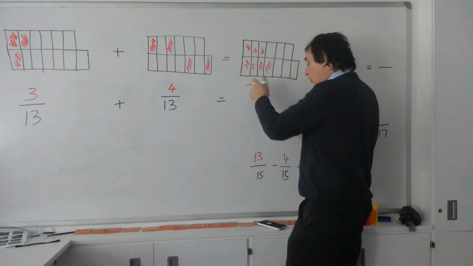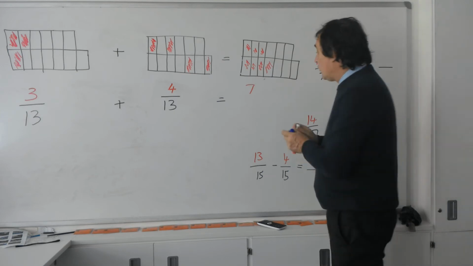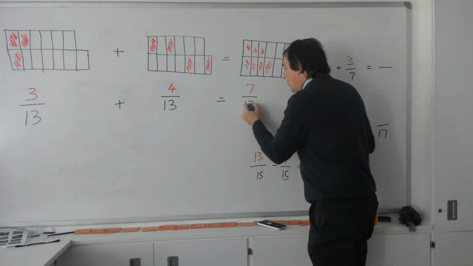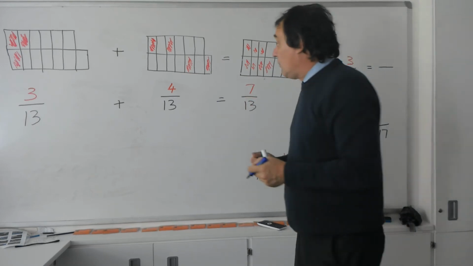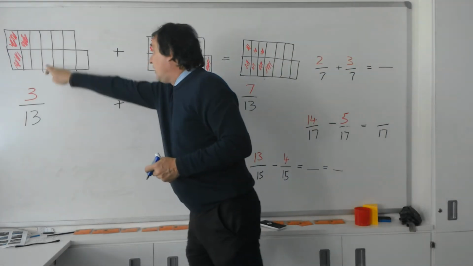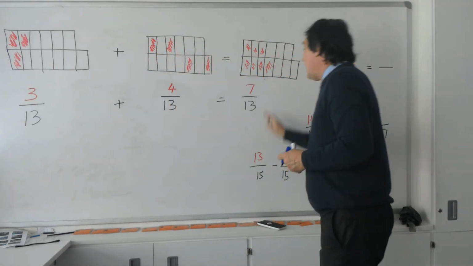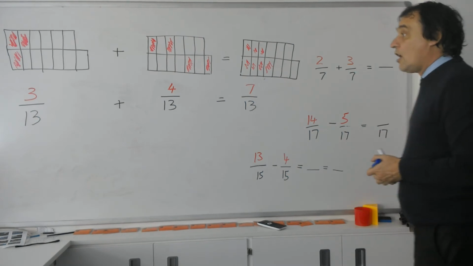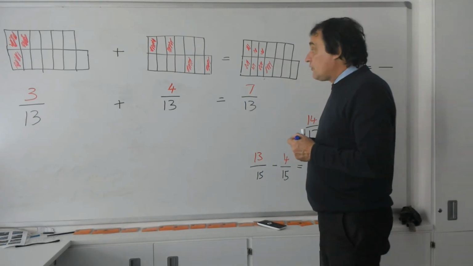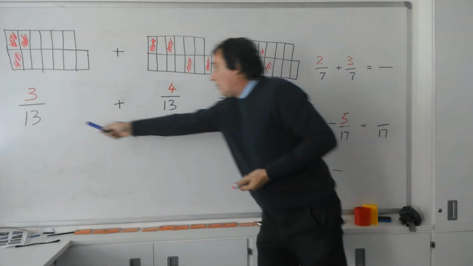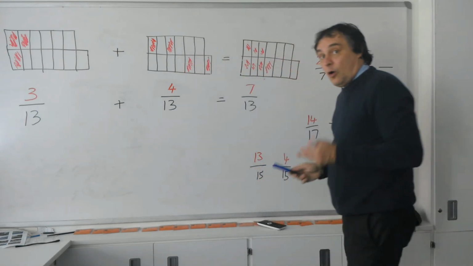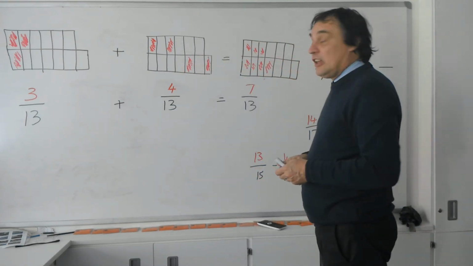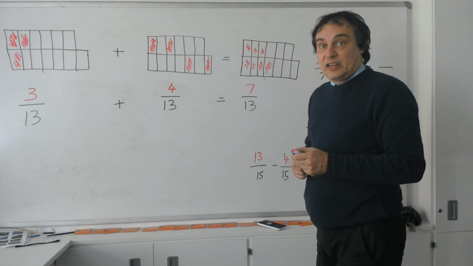And again, we've got 13 in total, so 13 is our denominator, our bottom number. So we've now got a sum here of 3/13 plus 4/13 is equal to 7/13. So the rule is that if we've got the denominator, the bottom number, being the same, all we have to do on the fraction is just add the top numbers together.